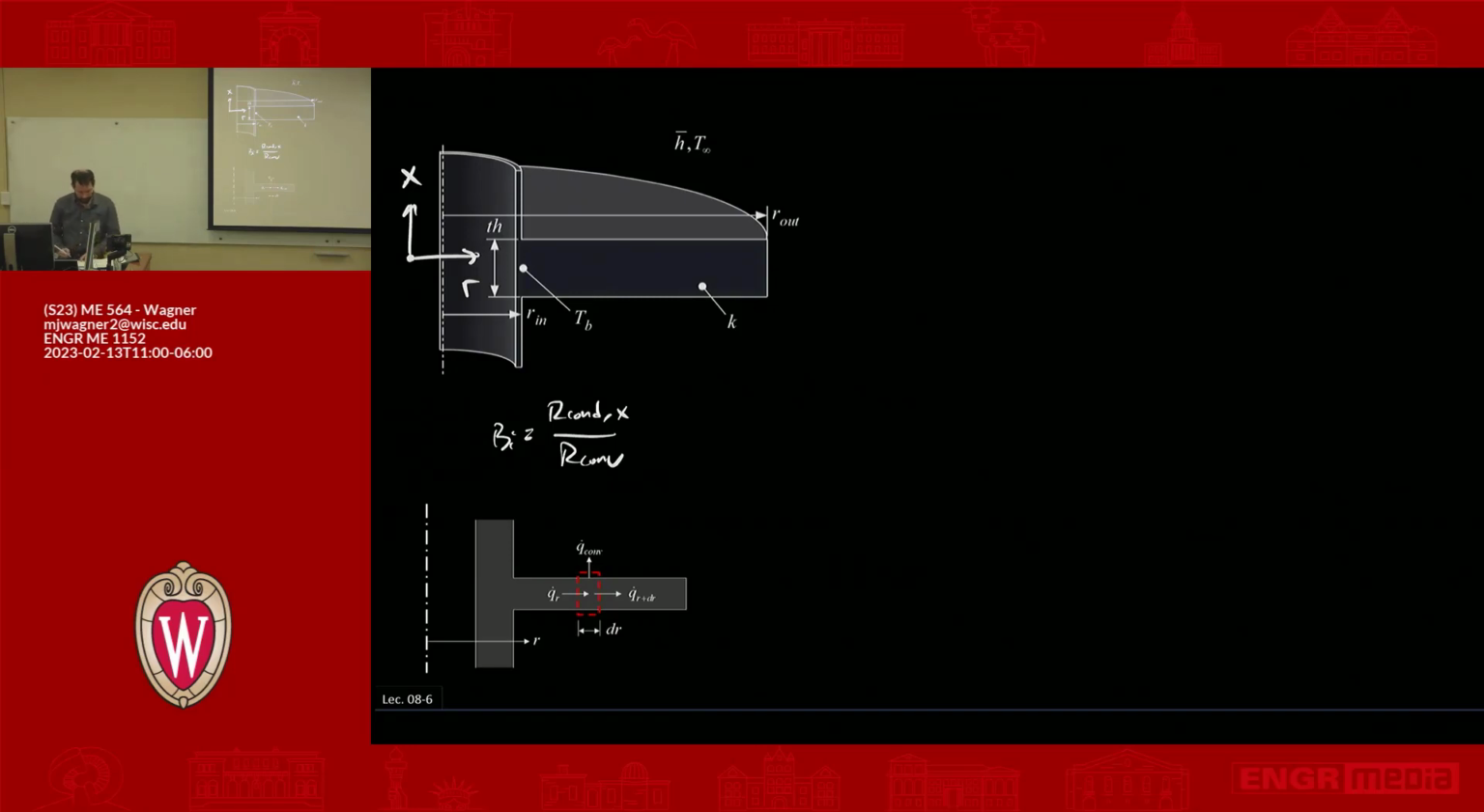So if we do that, we have what? The conduction in x is going to be the thickness divided by 2 times conductivity times the surface area, which is going to be pi times r out squared minus r in squared. Right, so that's our surface area.